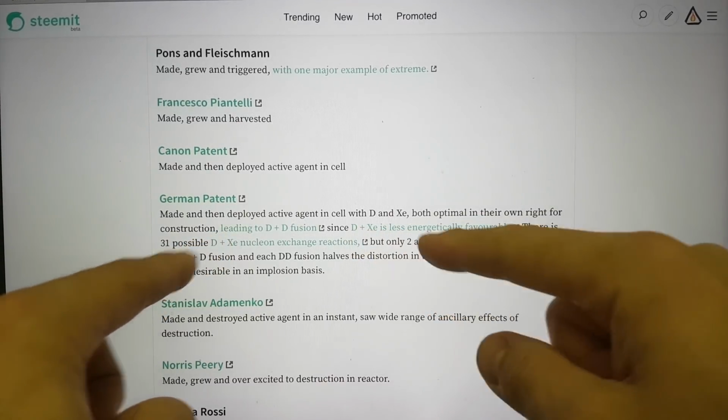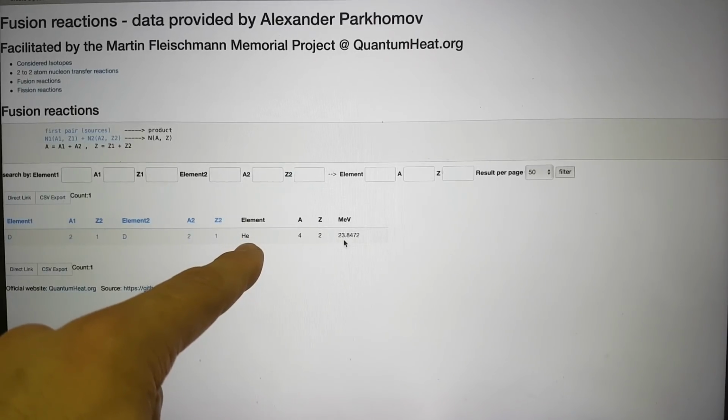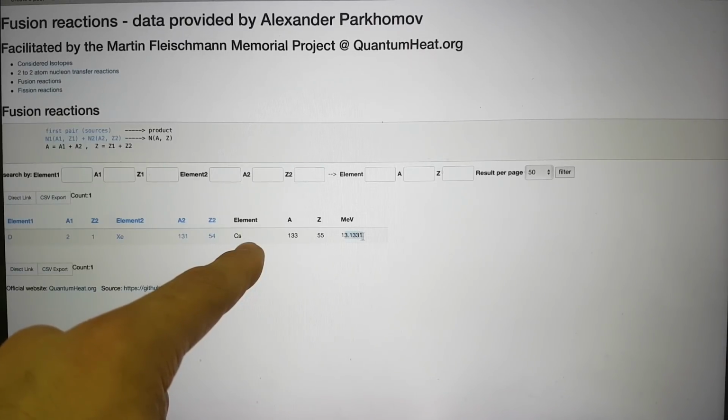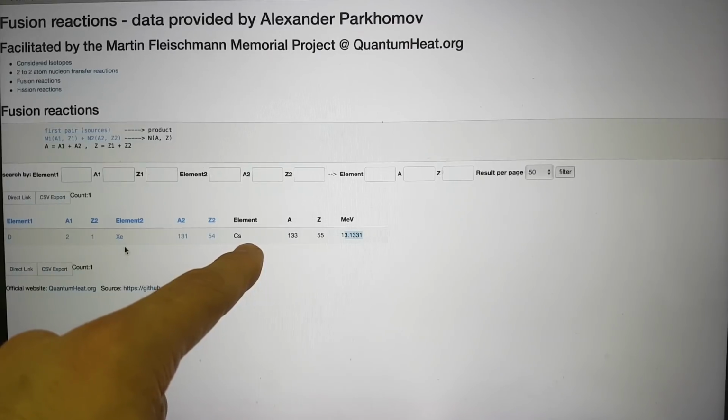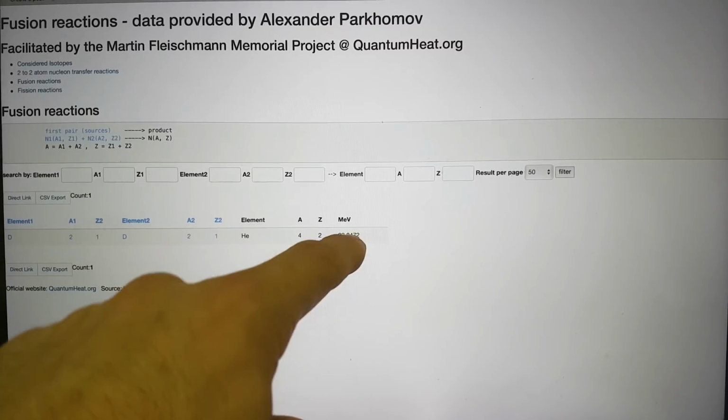Deuterium plus xenon is less energetically favorable. Let's look at DD fusion. DD fusion here is leading to helium and 23.8 MeV. Look at D plus xenon, open a new tab. This is only 13. So given the fact that you have the discharge in a deuterium and xenon environment, the most favorable outcome is this.